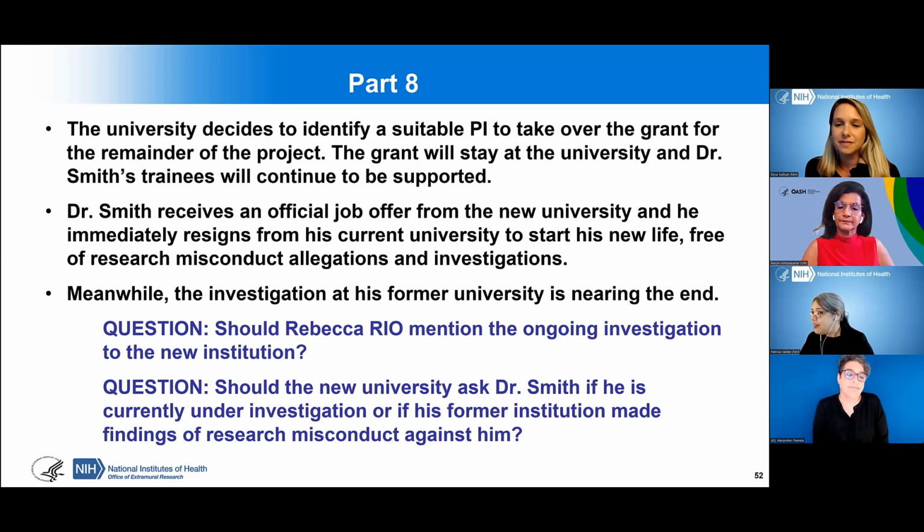Okay, I see Lauren said, but at the time they're asking, there are no findings. So the answer is no, even with the pending investigation, need to ask if they're under investigation or have findings. Yeah, so if they're under investigation or if they have findings, yep, exactly.